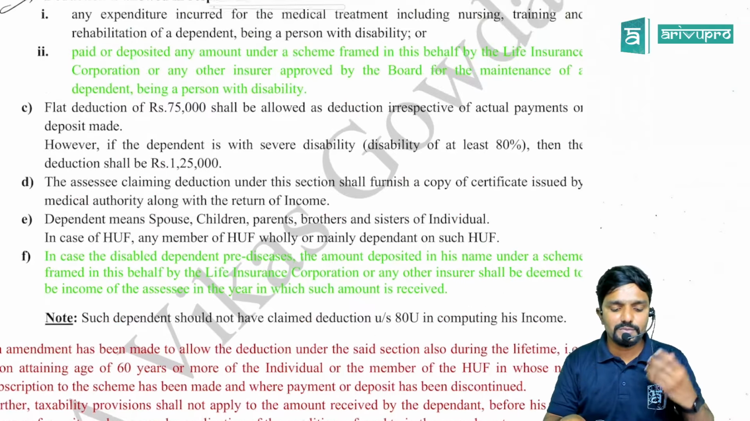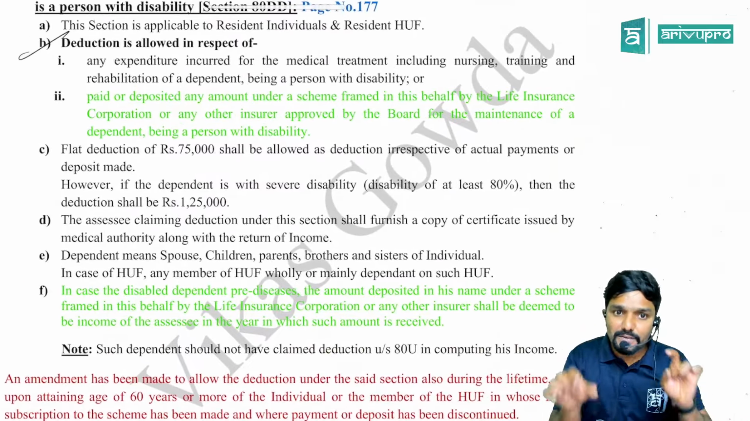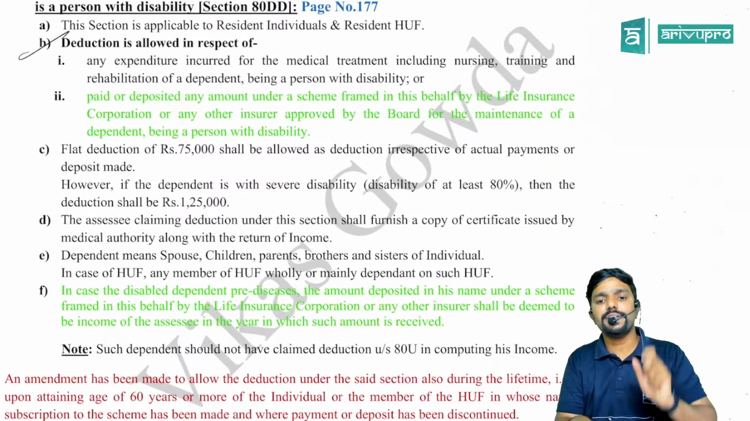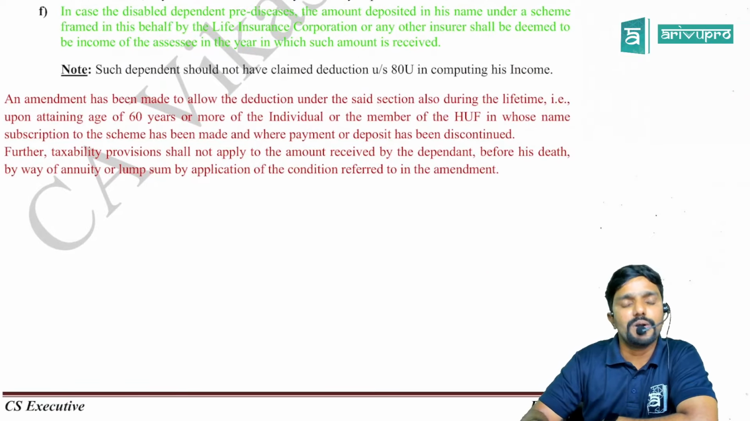Okay. So these were the points which we already covered, nothing new in this. So whatever points I have highlighted in green color, now there is a change with respect to that point, which I have mentioned here in red color. What is it?